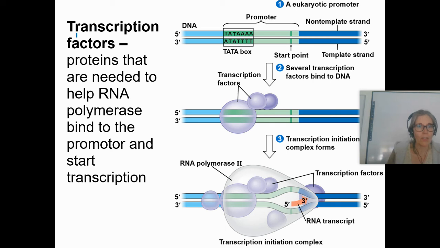Okay, another thing you need to know is these things called transcription factors. These are proteins that are needed to help RNA polymerase bind to the start, to the promoter, and to start transcription. So here is the gene, the piece of DNA that's going to code for the RNA that's going to get made. And so here's the very start point right here. I guess I should have brought it up here.